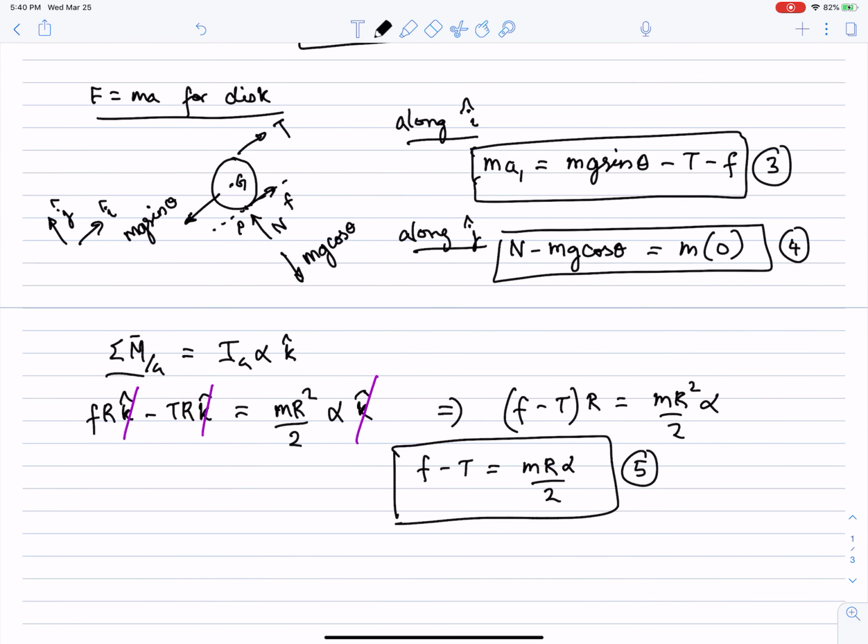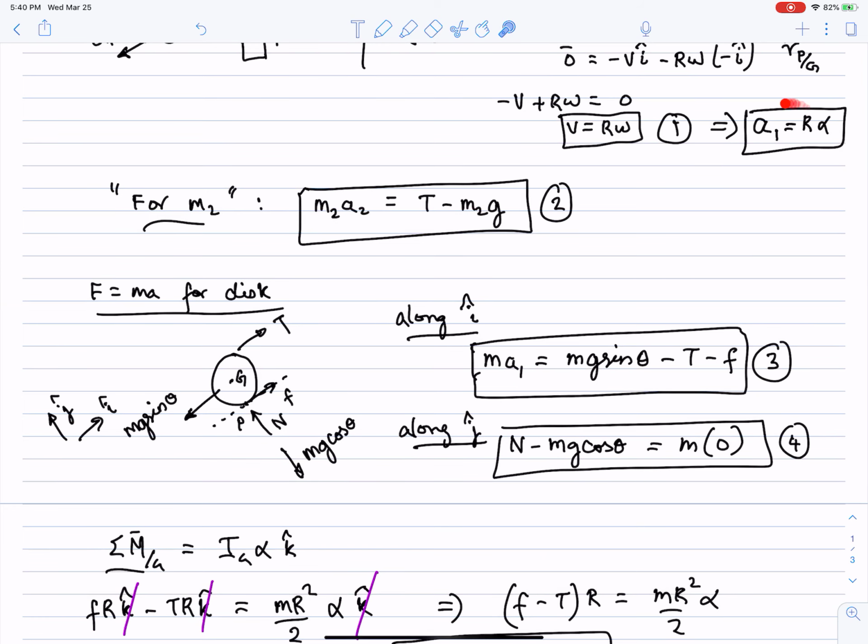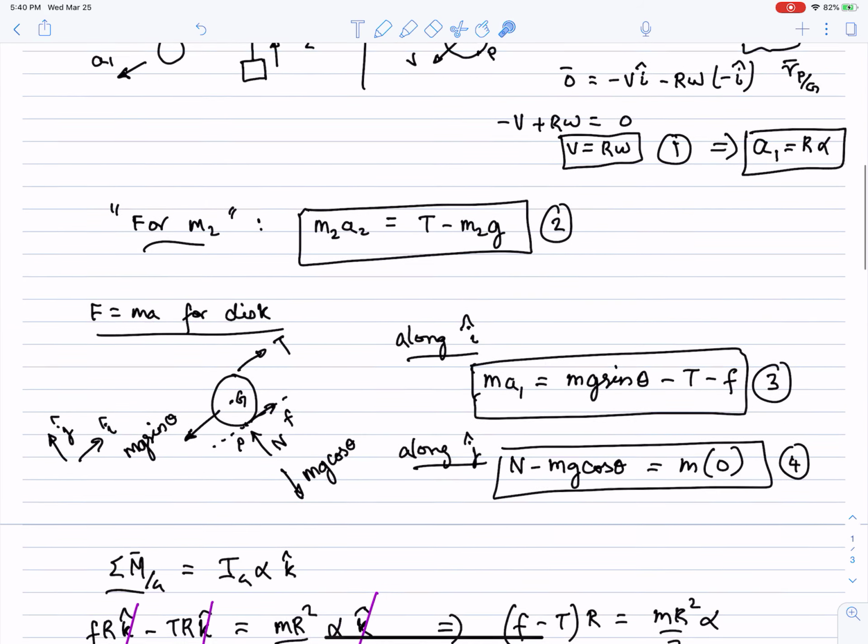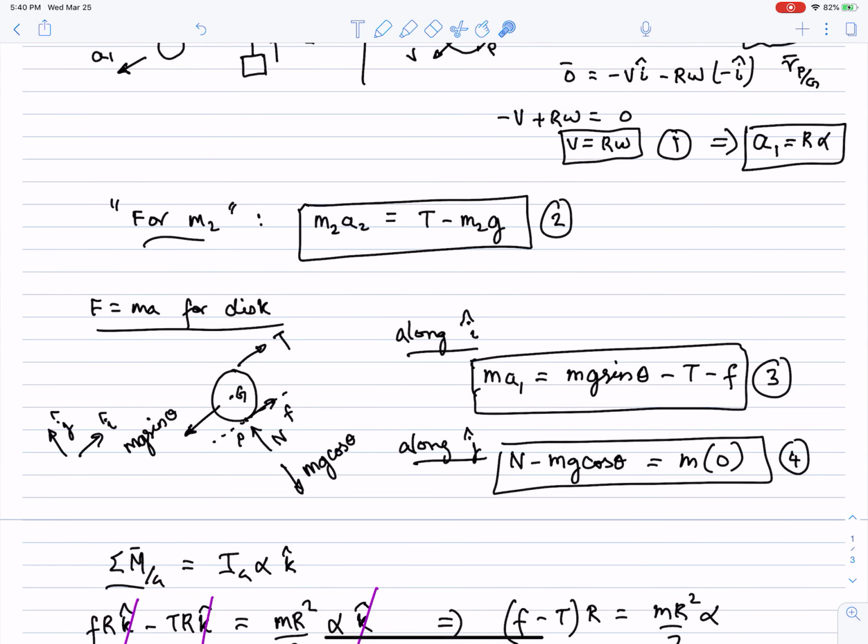Let's actually, before we substitute this thing, let's think about something. Let's think about how many equations we have and how many unknowns we have. What are the unknowns? A1, alpha, T. So let's write that down.